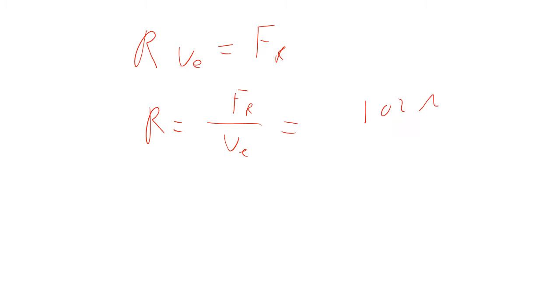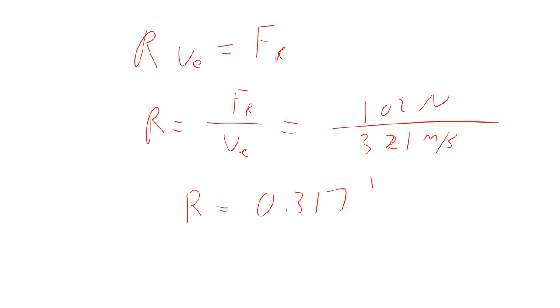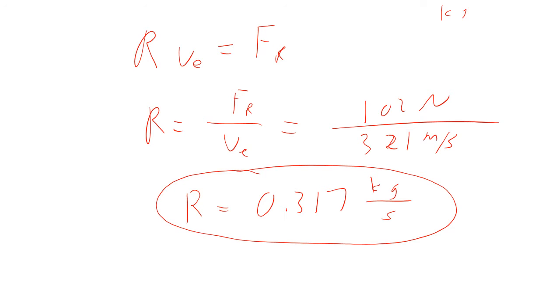Now, you know that R times the exhaust velocity is going to be equal to the rocket thrust. So R is going to be F_R over v_E. That's 102 newtons divided by the exhaust velocity, 321 meters per second. And so R is going to be equal to 0.317 kilograms per second. Remember, a newton is a kilogram meter per second squared, divided by meter per second, so that's going to end up being a kilogram per second.